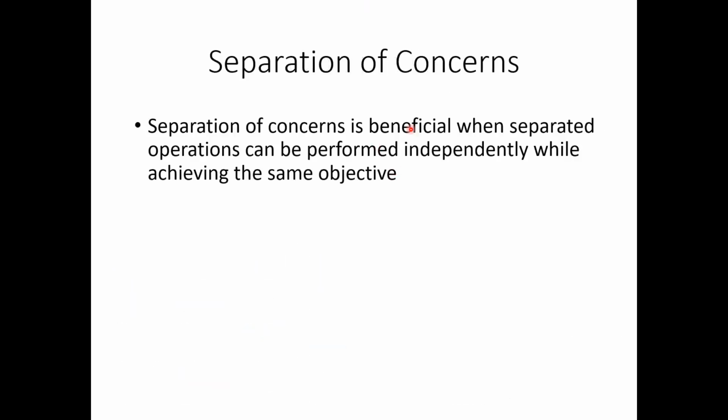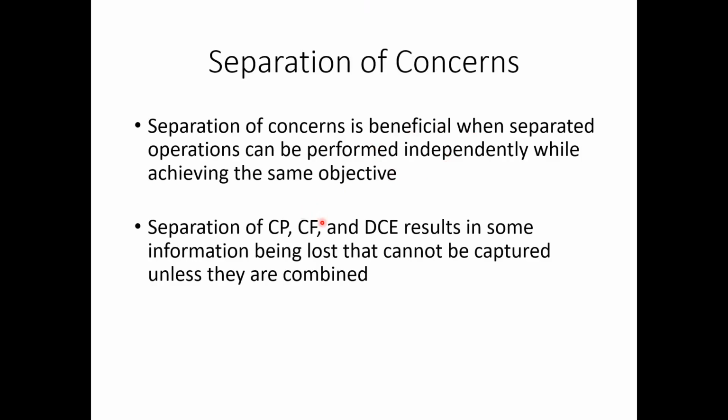Okay, so separation of concerns is beneficial when the separated operations can be performed independently while achieving the same objective. So when separation of concerns makes things simpler without making me lose information, without preventing me from being able to achieve the same objective, then separation of concerns is good. However, in this particular scenario, the separation of constant propagation, constant folding, and dead code elimination into 3 independent optimizations caused us to not be able to capture certain information in certain scenarios. Is this clear?